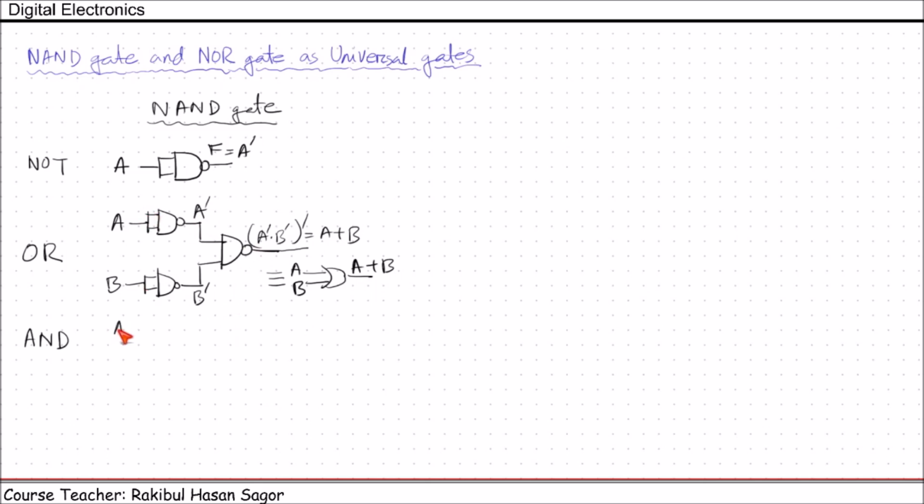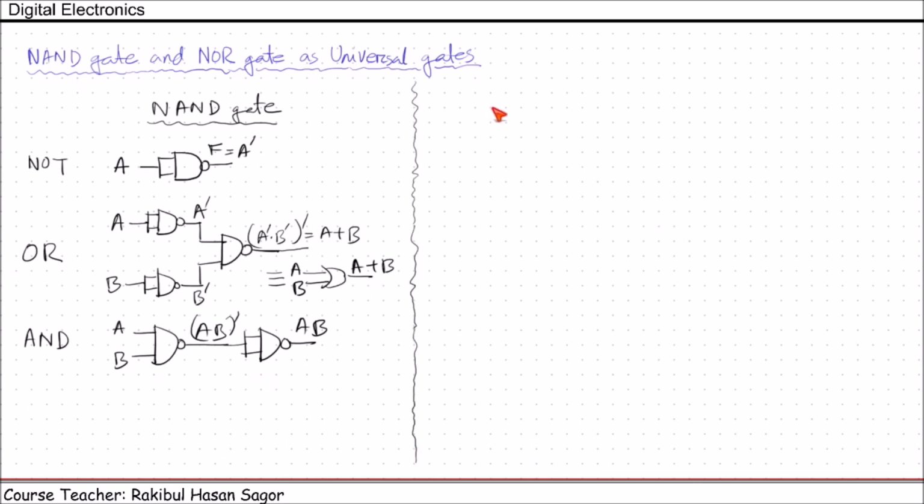The AND gate implementation using NAND gate, a, b, we'll get a, b whole prime. Again, if we pass it through another NOT gate, we'll get a, b. So these are the implementation of NOT gate, OR gate, AND gate using NAND gate.